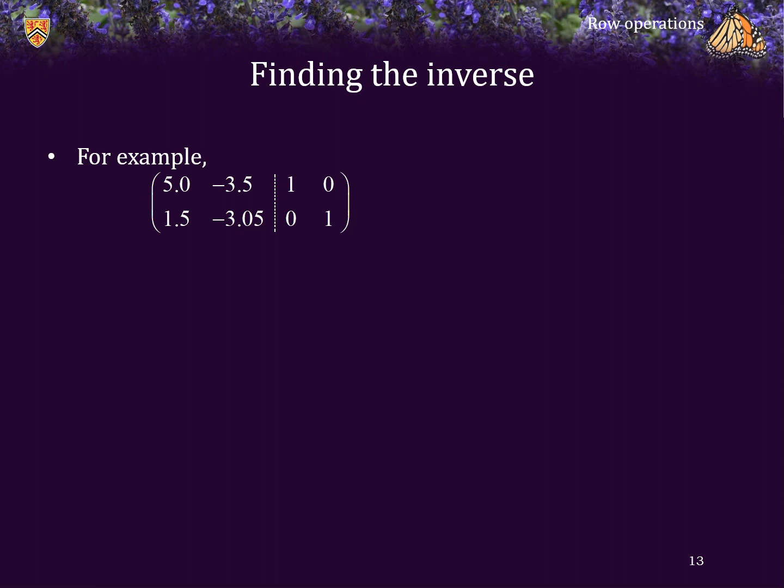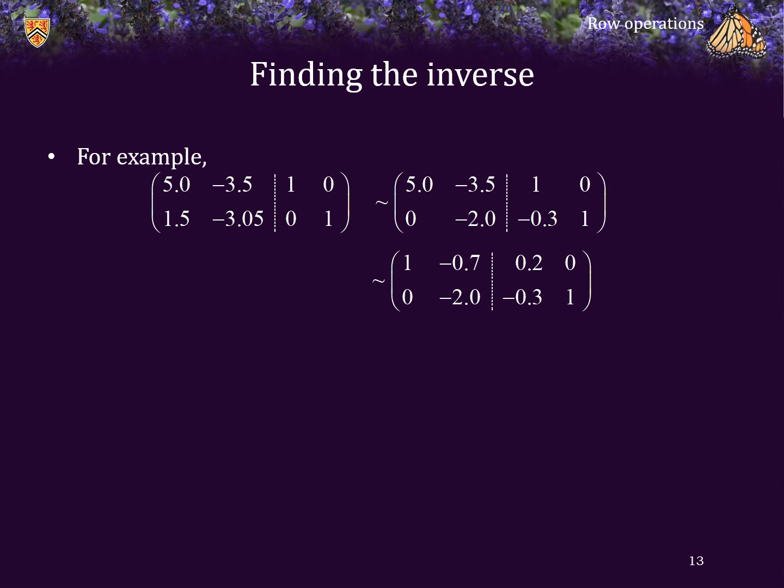Now, suppose we wanted to find the inverse of this matrix here. Once again, applying the rules of Gaussian elimination to get us to the upper triangular matrix, we add negative 0.3 times row 1 onto row 2. That gives us the matrix there. Now we will multiply row 1 by 0.2. Then we will multiply row 2 by negative 0.5. We will now add 0.7 times row 2 onto row 1.